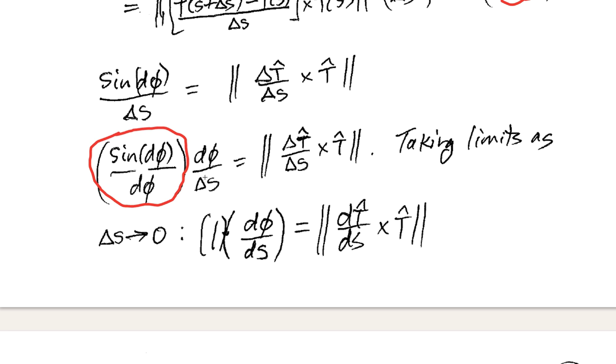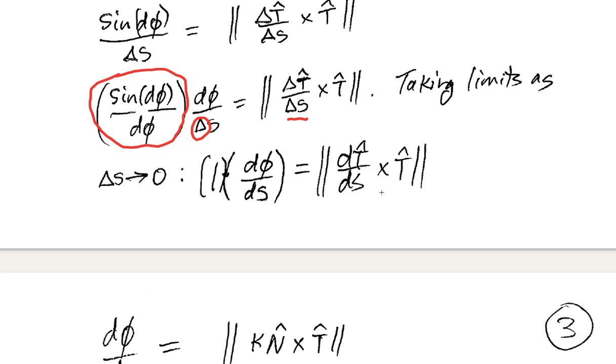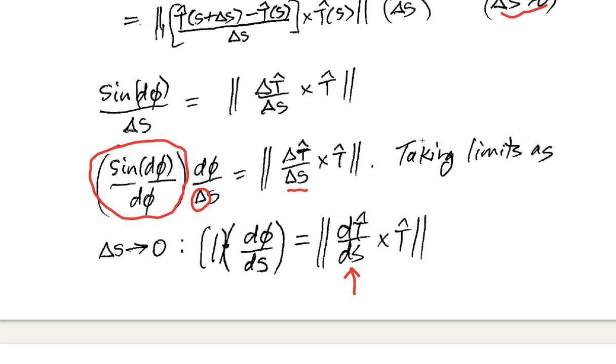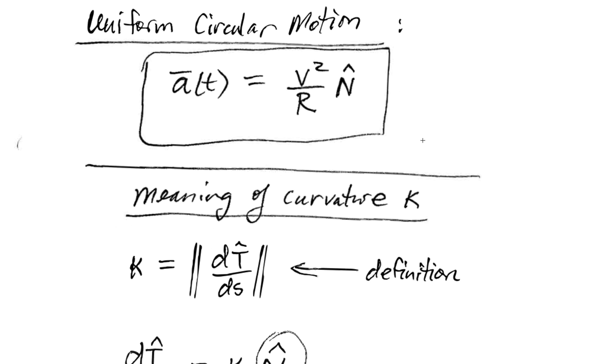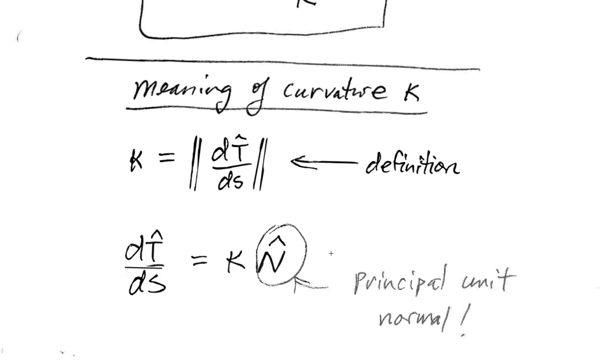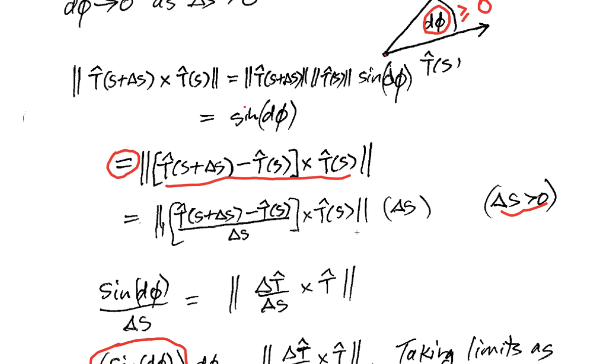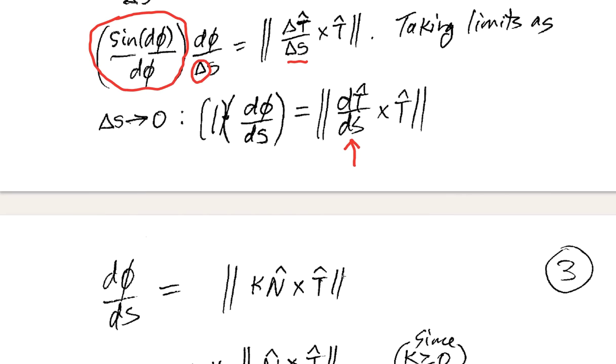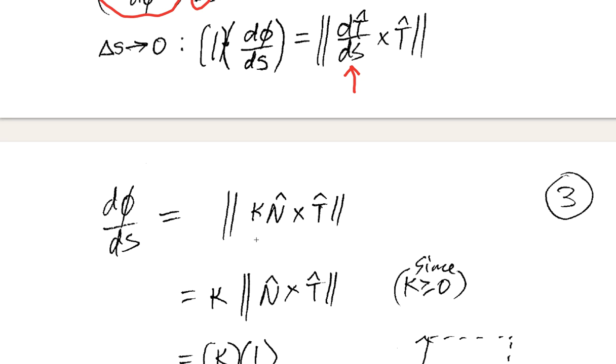This becomes ds here. I'll write this as instantaneous or differential change, and this same thing here. So we've actually got this. Now what was this? Oh wait, I recognize that guy right there. Remember that? That's kappa times n hat. So let's come back here and make that substitution. That's kappa times n hat. So I've got d phi over ds is equal to kappa n hat crossed t hat.